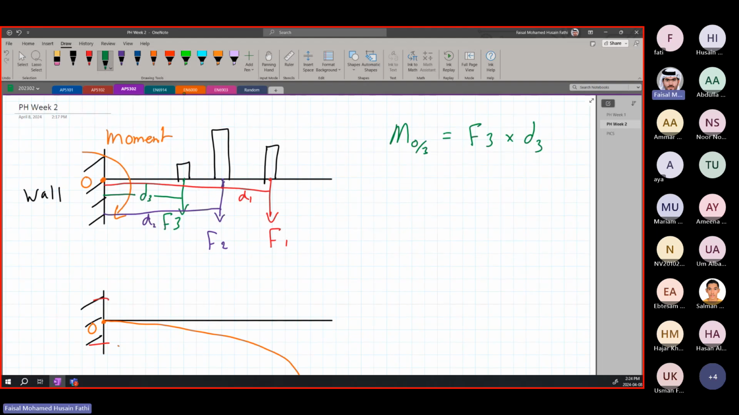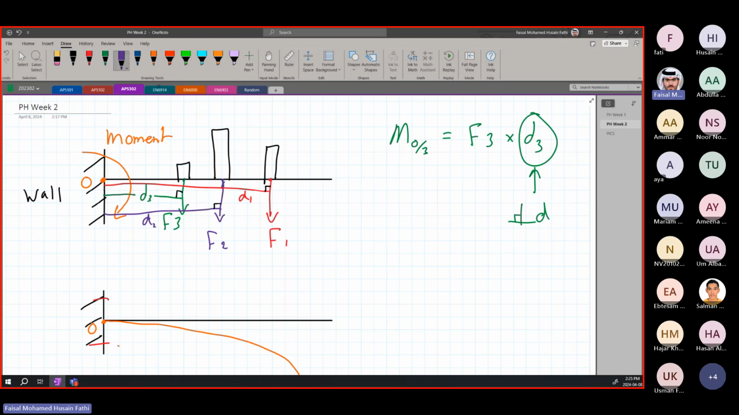So it is going to be the force times the distance. What's special about this distance? This distance has to be the perpendicular distance, meaning it will form a perpendicular between the force itself and the point on the wall. So this will be a perpendicular distance in all cases. Perpendicular meaning a 90-degree angle with the force. So this has to be the perpendicular force distance for it to be correct.